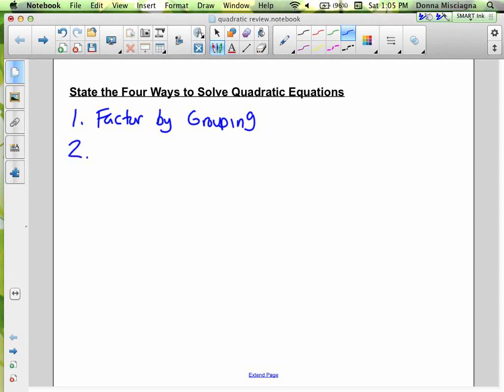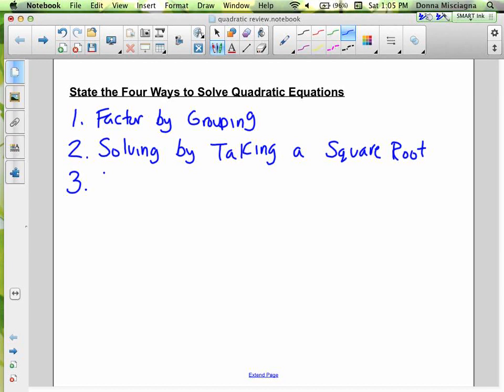Second most important method, and the second method we learned, was solving by taking a square root. It allows us to easily solve quadratic equations where there is no b term, right, by taking a square root of both sides. And we use it for problems that we could not have factored. Right? So for instance, we have a sum of squares. That's not going to be factorable. We can still solve it by taking a square root. We also use solving by taking a square root as part of our next method, which is completing the square.